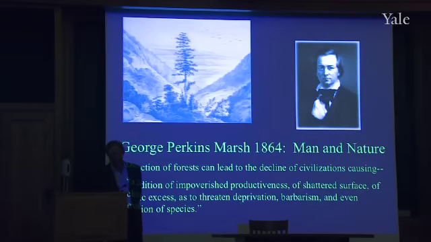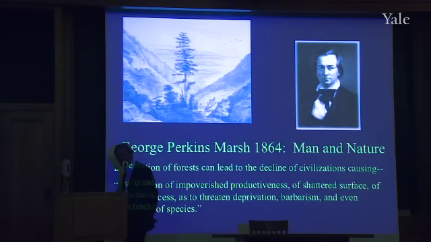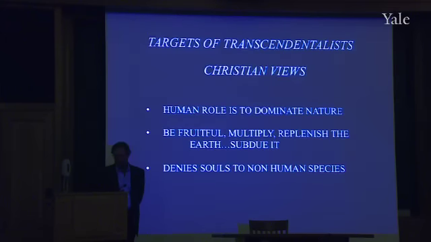And at the same time, George Perkins Marsh was writing, and he produced a book called Man and Nature, talking about the destruction of forests and how that might lead to the decline of civilizations. Quite curious. The writings in the latter part of the 19th century presaged the loss of biological diversity, as well as climate change that we're now experiencing. So he wrote back in 1864, a condition of impoverished productiveness, of shattered surface, of climatic excess, as to threaten deprivation, barbarism, and even extinction of species. So, nearly a century and a half ago, a scientist was predicting climate change associated with the way that we were mismanaging resources in the landscape.